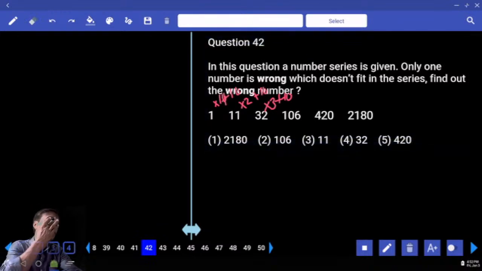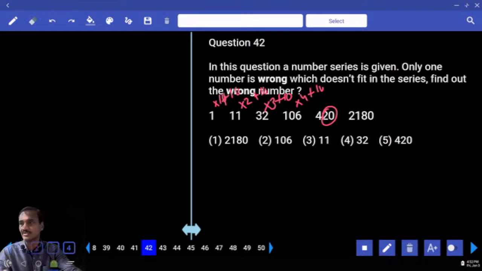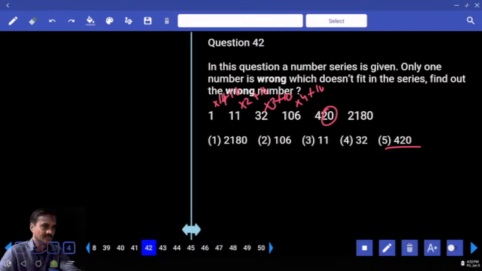Is it right? 1 into 1 is 1 plus 10 is 11. Next one must be into 4 plus 10. Into 4 plus 10, how much should it be? 24 plus 10, 34 should be. Here 20, that is the wrong number, choice. Or this one? Into 1, into 2, into 3, into 4, into 5, plus 10 is added, 42.